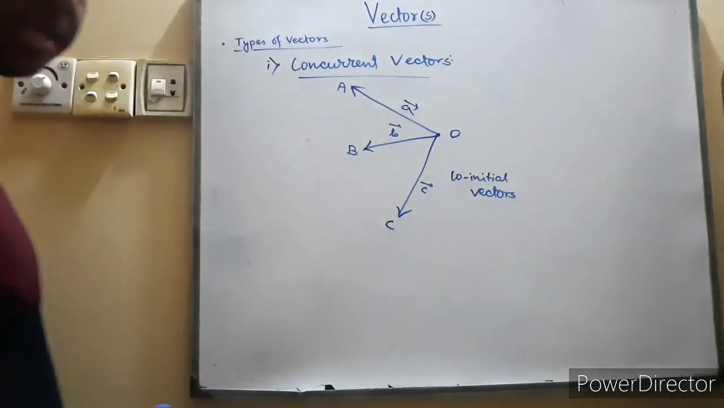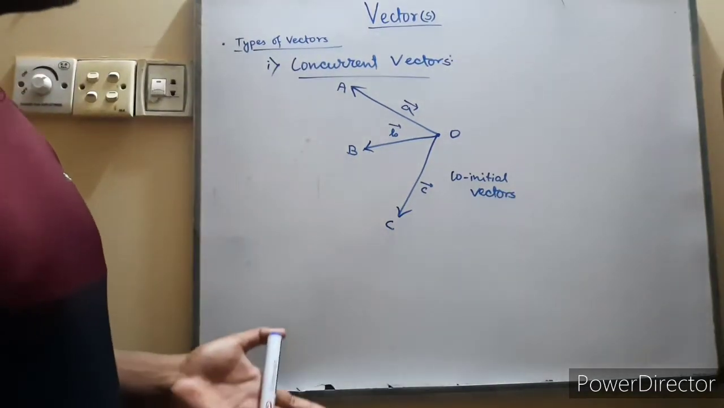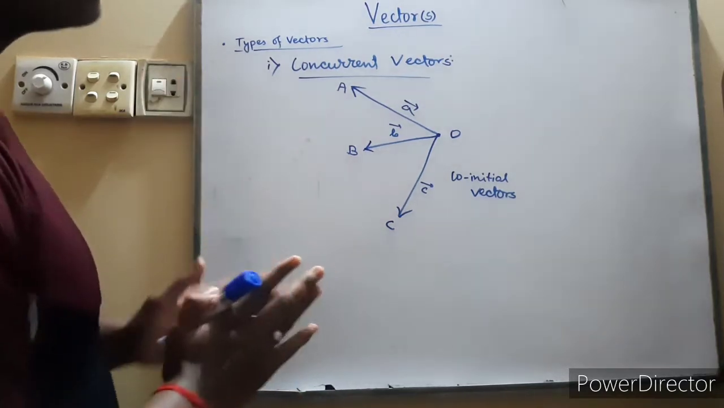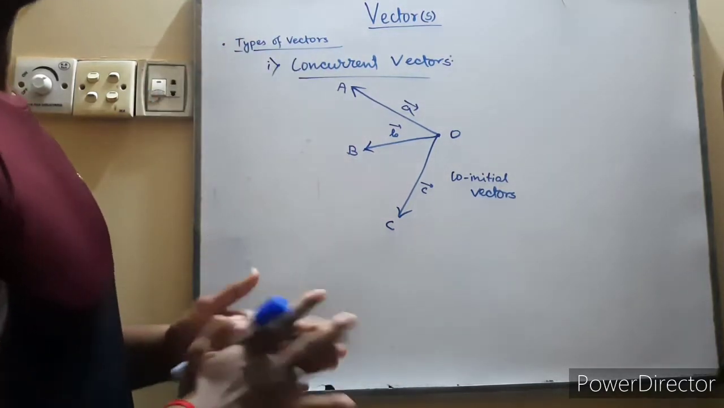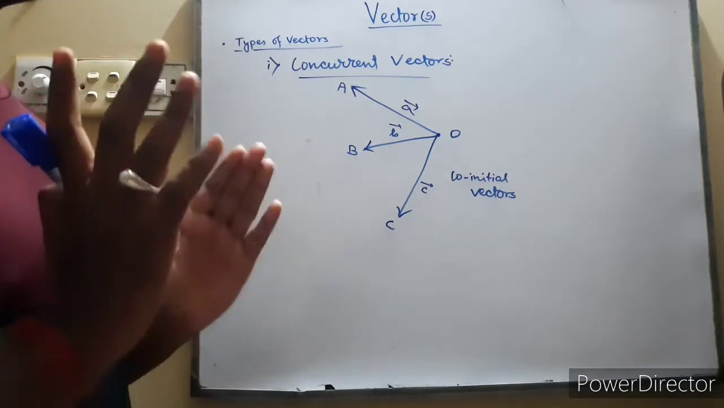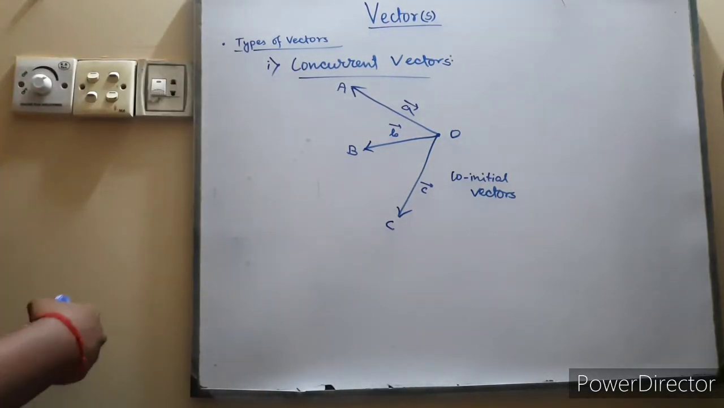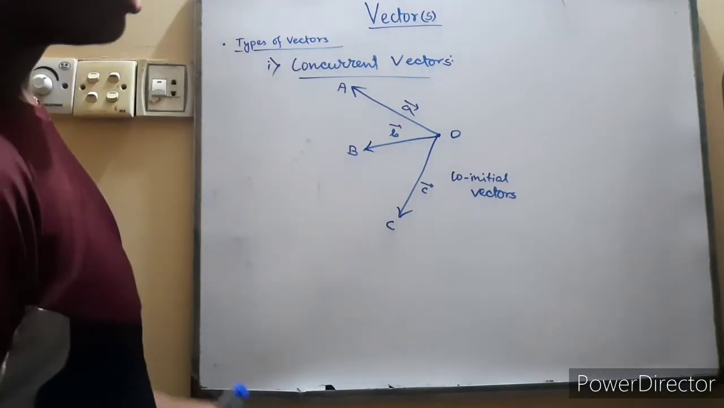You just need to understand the topic. You need not memorize any definition regarding this. You only have to remember what the thing is. You do not need to memorize any sort of definitions. Now, this is what concurrent vectors are.